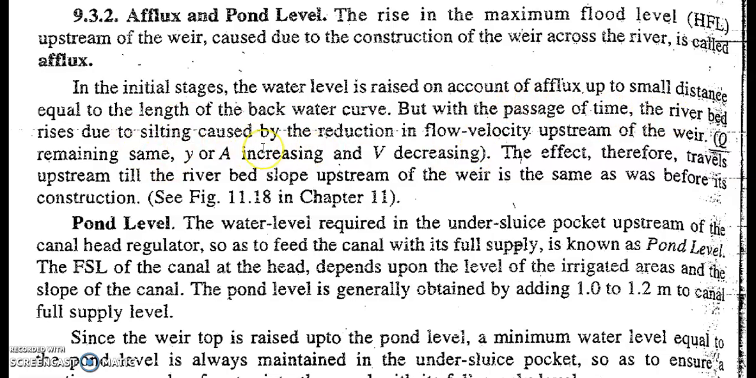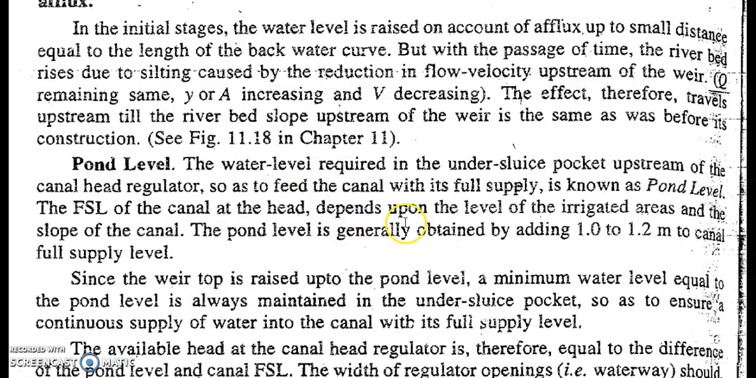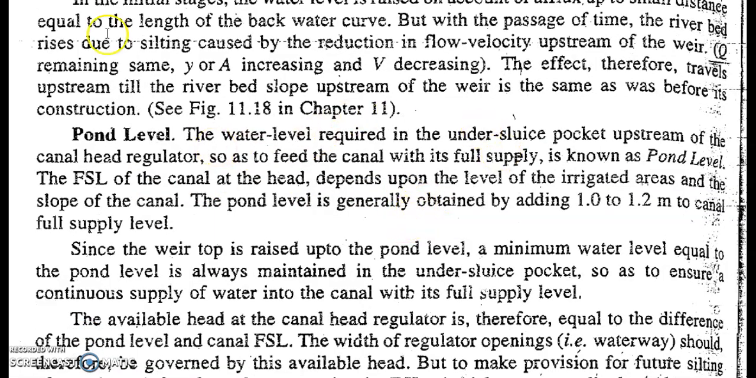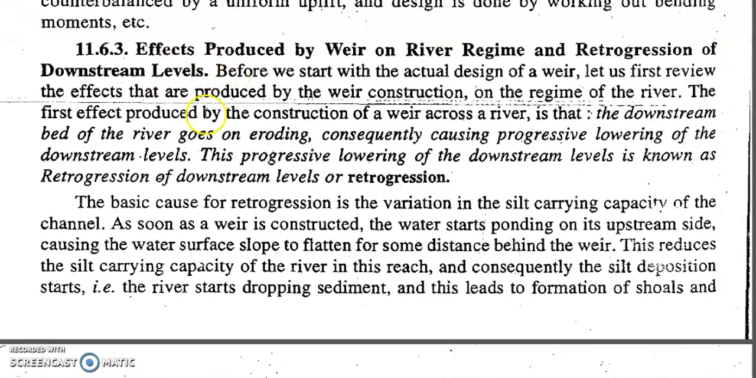This rise in water level occurs. The effect therefore travels upstream till the riverbed slope upstream of the weir is the same as it was before its construction. So the river upstream of the weir tries to settle itself. We can understand this phenomenon from this article. This topic also covers the unit 5 portion on the effect of weirs or water projects on river regimes. So this is also covered in this article.